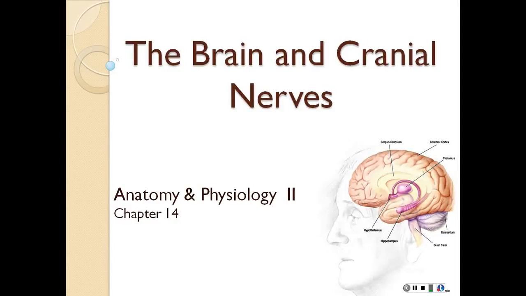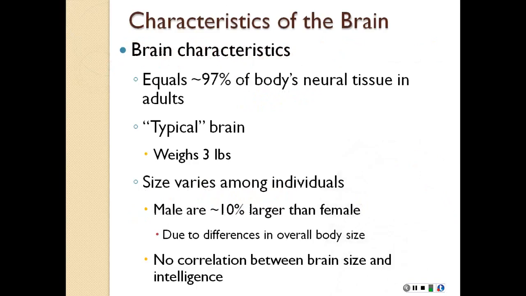We'll start on chapter 14, and this chapter covers the brain and the cranial nerves specifically. The first part of the chapter focuses mainly on the anatomy of the brain, the parts of the brain, the size, different characteristics of the brain. But later on, what you all will learn about are the functional areas of the brain. In other words, what does the precentral gyrus control? So you'll have an idea of what parts of the brain provide what mechanisms of control of the body.